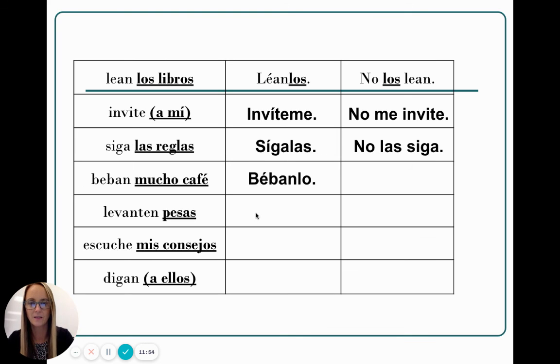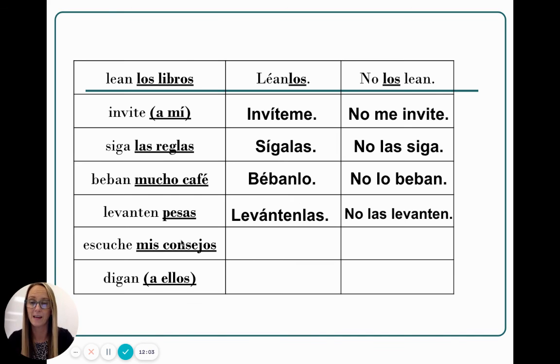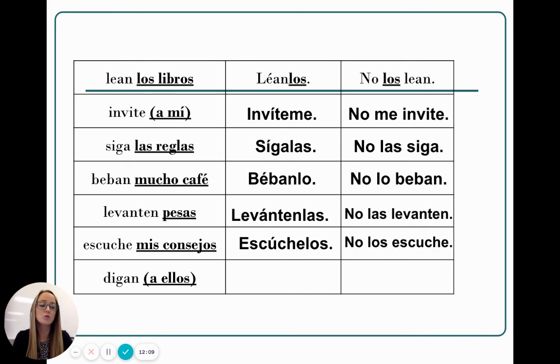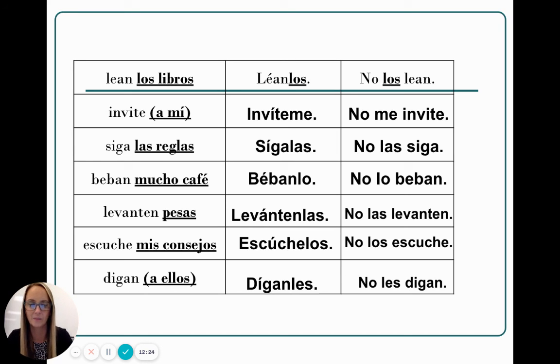Drink it, don't drink it. Lift them, don't lift them. Listen to my advice. In Spanish, these are the words for pieces of advice. So you would say, listen to them. Don't listen to them. And I wanted to give you an example with indirect, using se lo. Tell them the truth. Don't tell them the truth. So you have díganselo and no se lo digan.